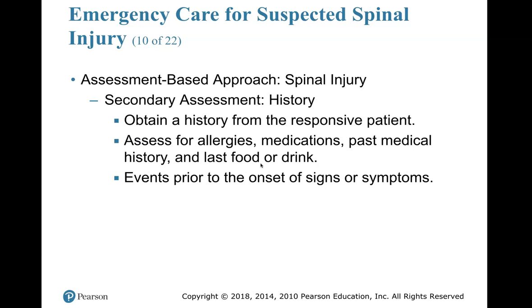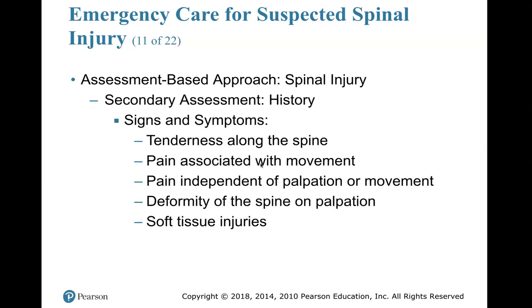Obtain a history from the responsive patient. If he's not responsive, then you try to get a history from someone else. If the patient is unresponsive and there's no one there to get a history, then you don't get a history. You do the best you can. Assess for allergies, medications, past medical history, and last food or drink. That's going to be your SAMPLE. And then events prior to the onset of signs and symptoms.